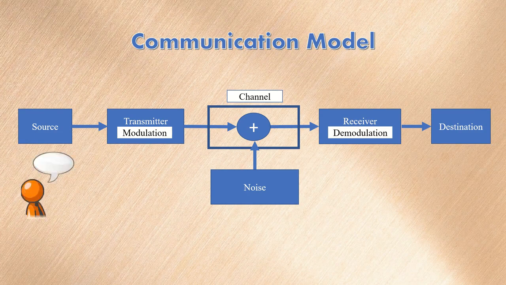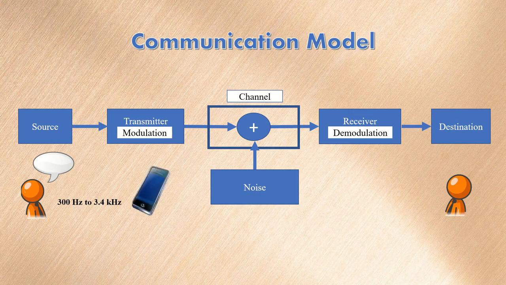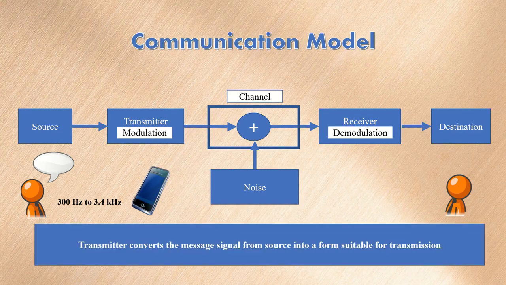Now, let us assume that a person has audio information and needs to convey this information to the destination through his mobile phone. This mobile phone acts as a transmitter, and this transmitter is responsible for converting this information into a suitable form for transmission. The human audio frequencies range from 300 Hz to 3.4 kHz, which is a low frequency range.